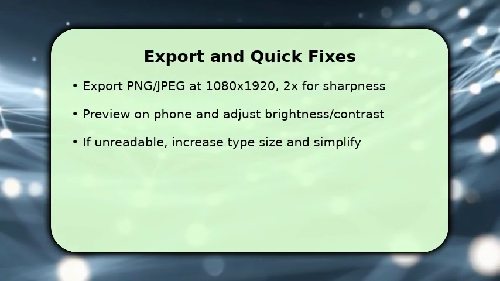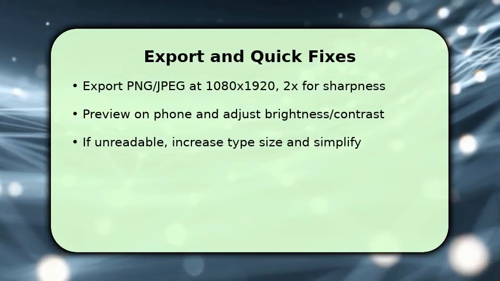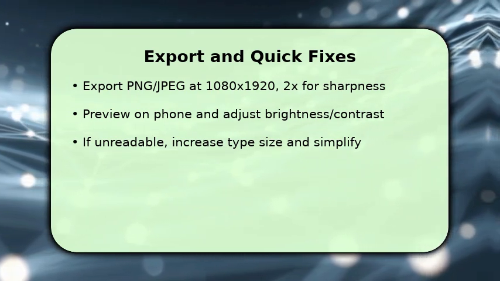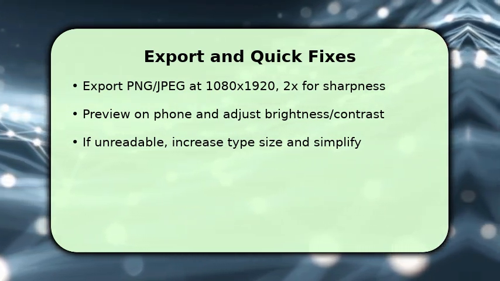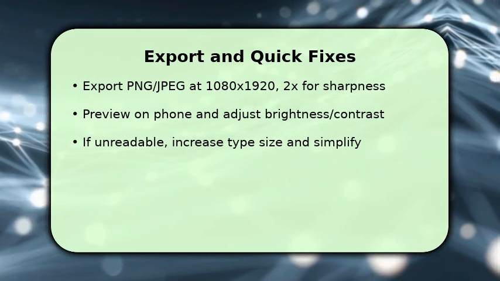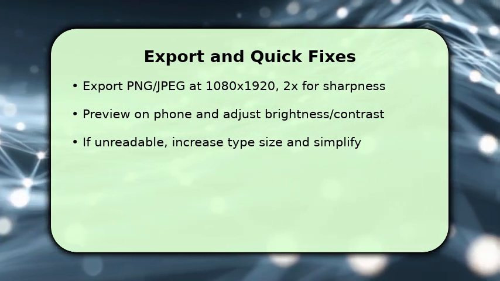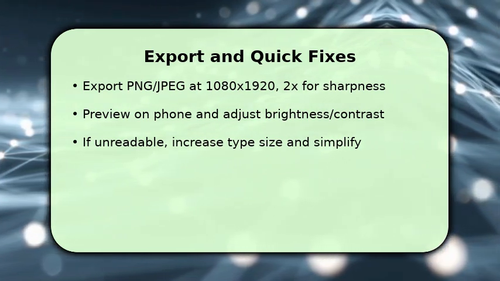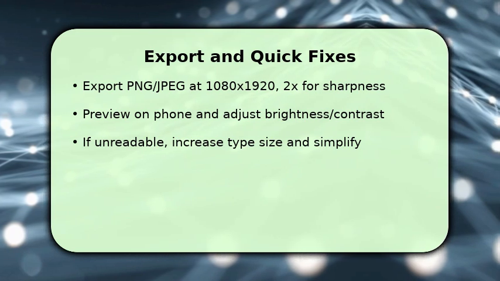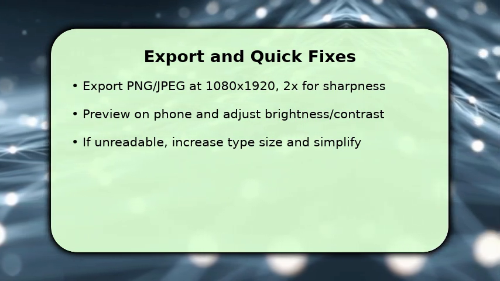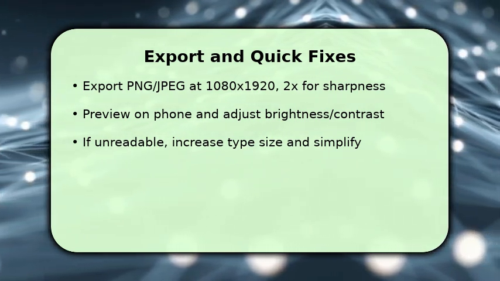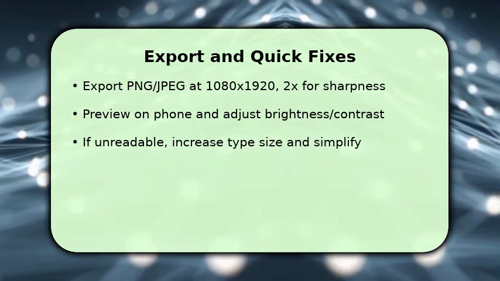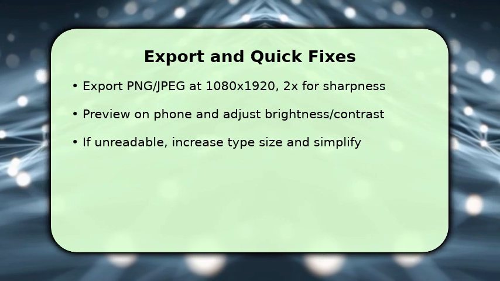Finish by exporting a high-quality PNG or JPEG at 1080 by 1920, and also export at double resolution to ensure sharpness after compression. Preview on an actual phone lock screen and tweak brightness or contrast so the focal subject and headline remain clear. If compression or platform cropping ruins clarity, reopen the source, enlarge text, and simplify backgrounds. This troubleshooting tip usually fixes unreadable thumbnails quickly and keeps your story clickable under real-world conditions.